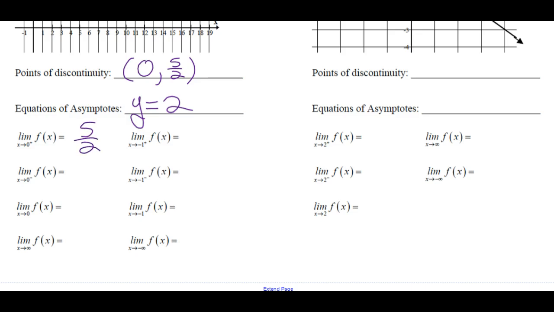What's the limit as x approaches 0 from below, or from left to right? 2.5 again, or 5 halves. So what's the limit as x approaches 0? 2.5, right? If the left-sided limit and the right-sided limit are the same, then we have a limit. So this is 5 halves.